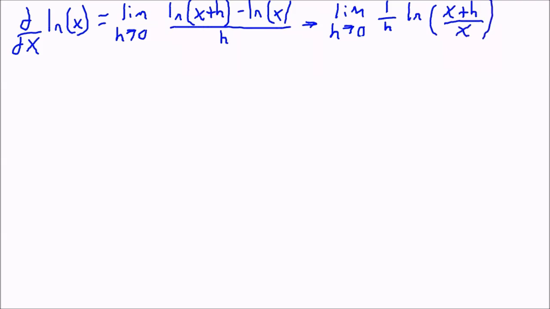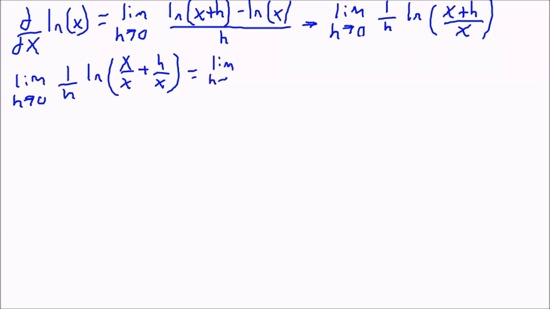For our next step we're going to do a little bit of simplification. Let me rewrite my limit. 1 over h ln of, instead of having x plus h over x, I can say that this is x over x plus h over x. And that's going to simplify to the limit as h approaches 0, 1 over h of ln of 1 plus h over x.